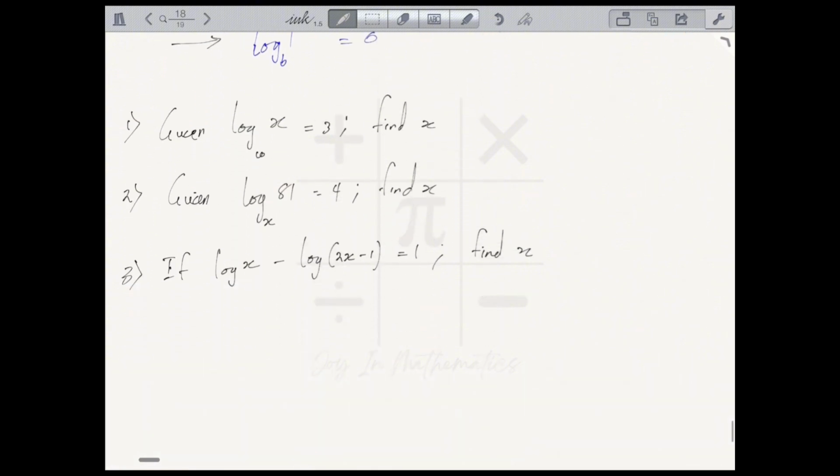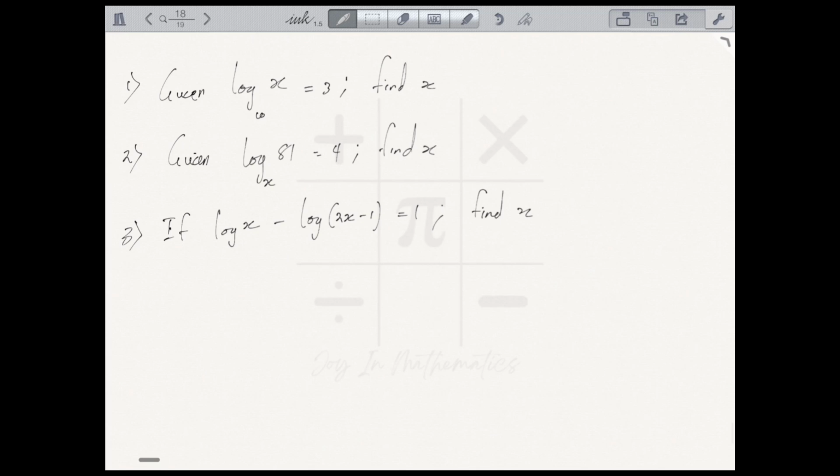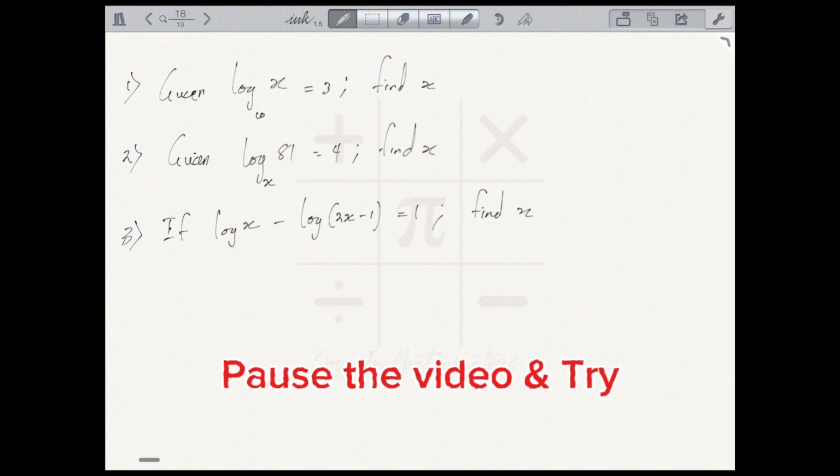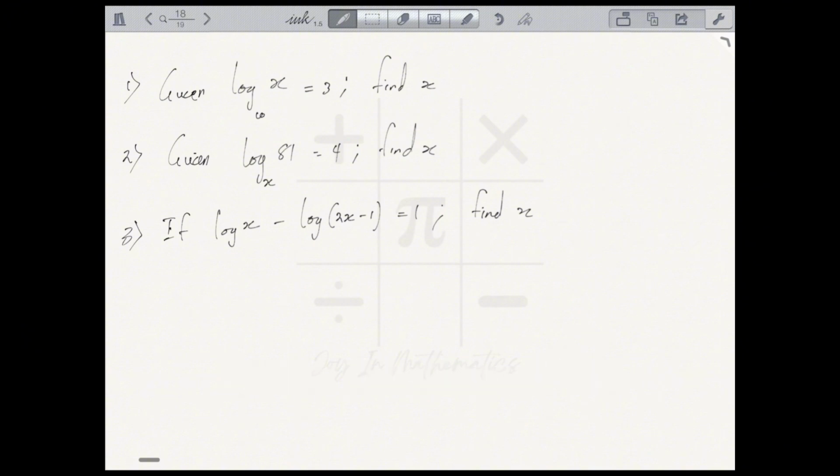Now we have 3 equations to solve for a start. So you can pause the video now and give it a try. The whole game here is to apply the laws of logarithm, and once we apply the laws of logarithm, we'll be able to evaluate the value of x. Now let's begin with number 1. We are given log x to base 10 is equals to 3.